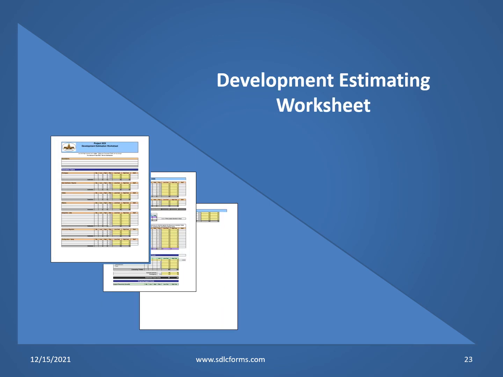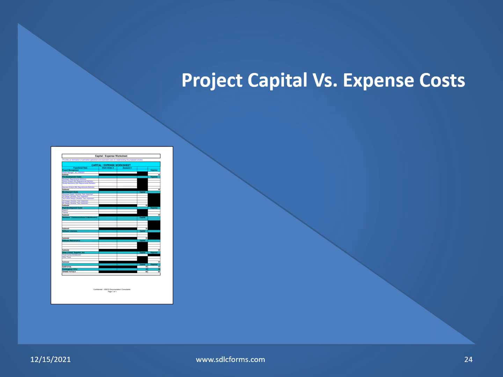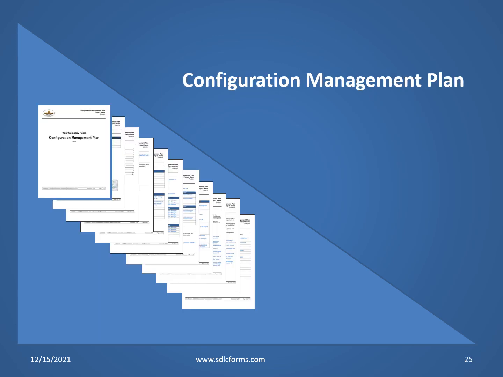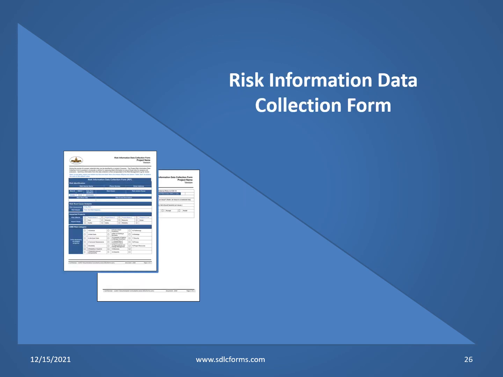This development estimating spreadsheet provides the opportunity to estimate development costs. The project capital versus expense cost spreadsheet provides the opportunity to estimate various capital and expense costs for a project. The configuration management plan informs project stakeholders about how CM is used to manage the project.